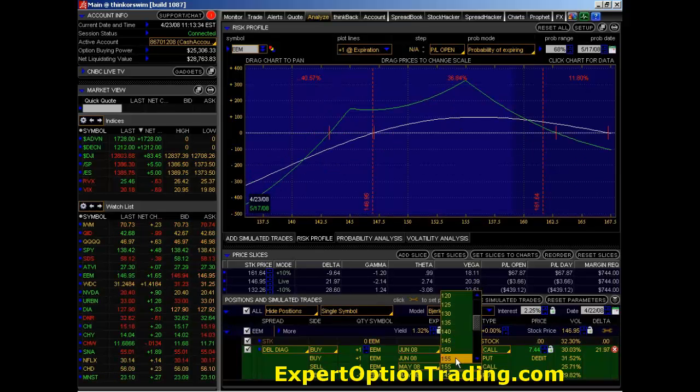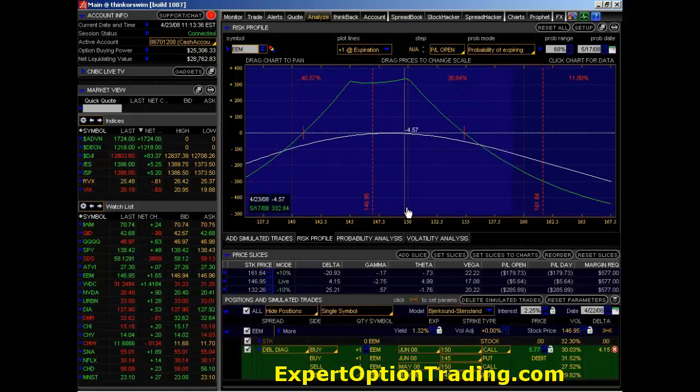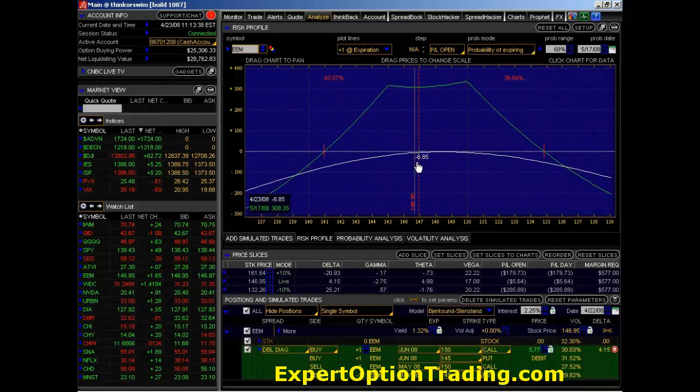Well, it puts us a little bit closer to the center, and that's probably as good as we're going to get. In order to have a nice wide tent on this position, we want to have the difference between the calls and the puts to be at least $2.50 to $5.